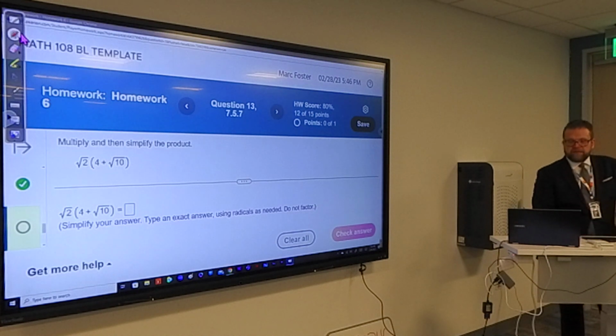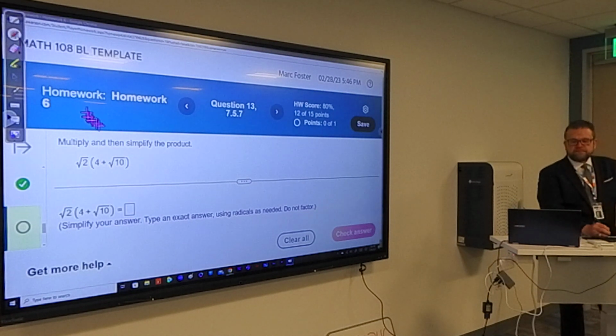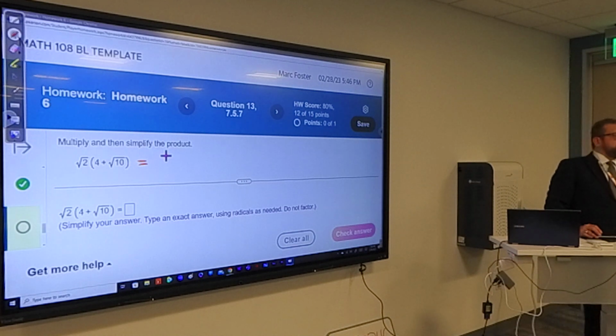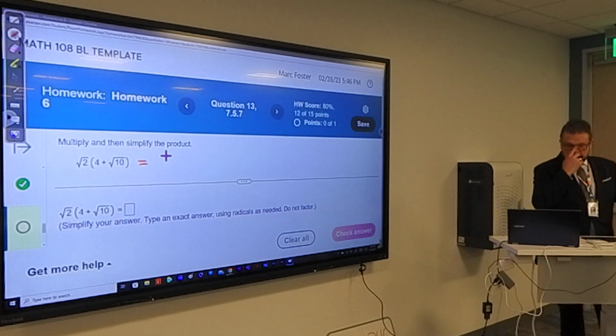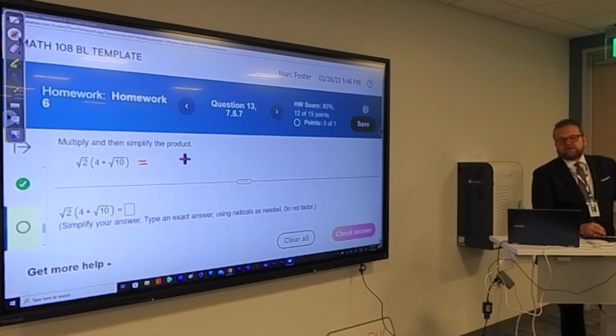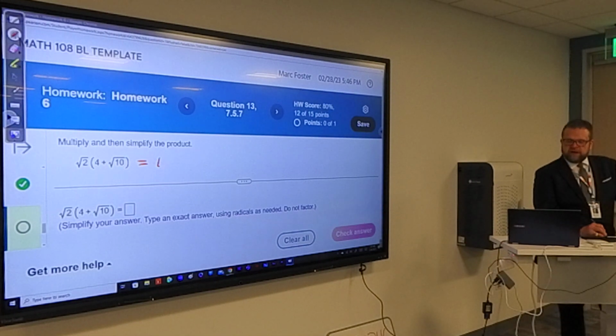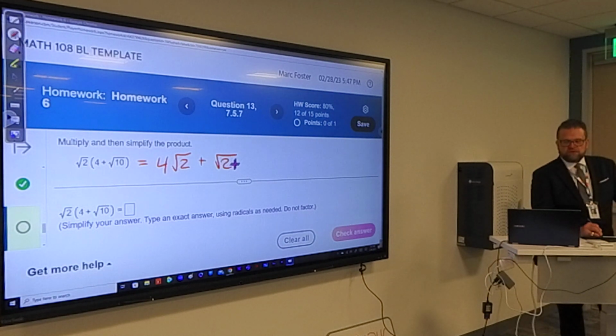Simplify, multiply, and then simplify. So I should distribute in the root 2 and see if I can get that root 10 to somehow get simpler. Trading roots. That's all it is. The root 2 is not going to go away. But what it will say is I'll have 4 root 2 plus root 2 times root 10, that's root 20.